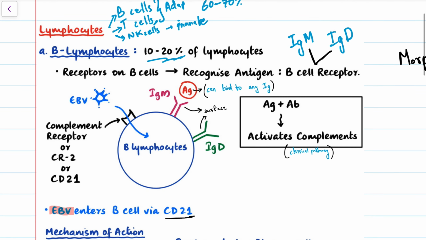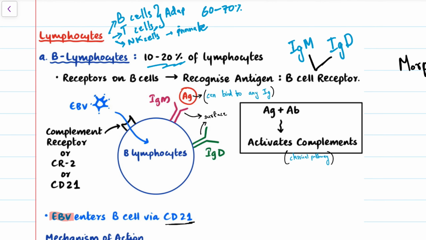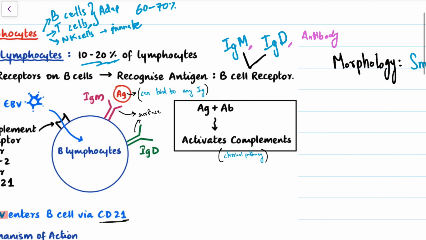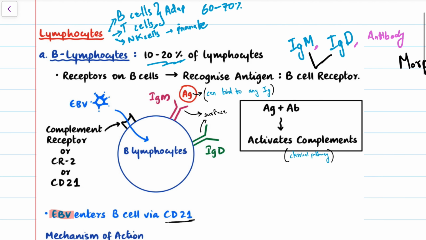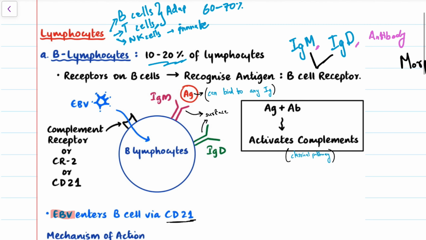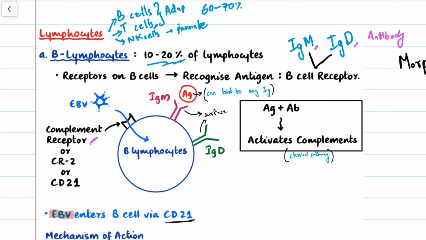Okay, so in a B lymphocyte, as you know, in every cell there are receptors. One of the receptors is known as the B cell receptor, which can either be immunoglobulin M or immunoglobulin D. As you know, IgM and IgD are actually antibodies, right? And these antibodies bind with antigens. They have another receptor known as complement receptors. These complement receptors actually help in recognition of viruses, especially the EB virus.